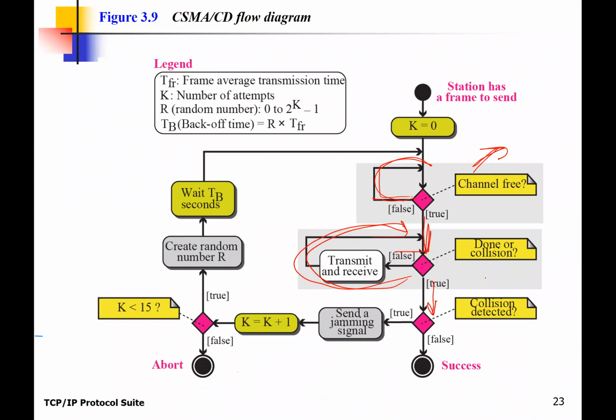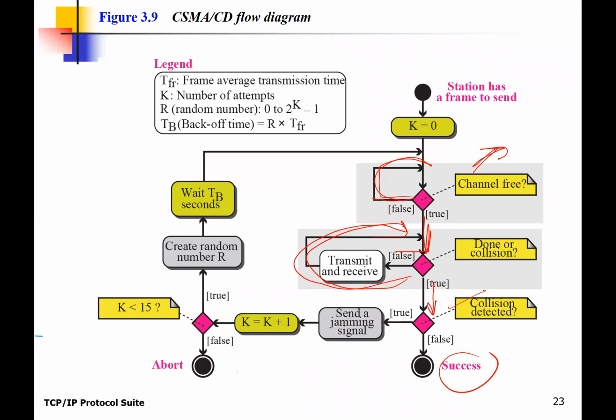Then what do we have? Collision detection. Is there a collision? If there is no collision, done. I finished successfully, there's no problem. Now let's go back. I finished sending and there is a collision. What do I have to do? We'll come here.